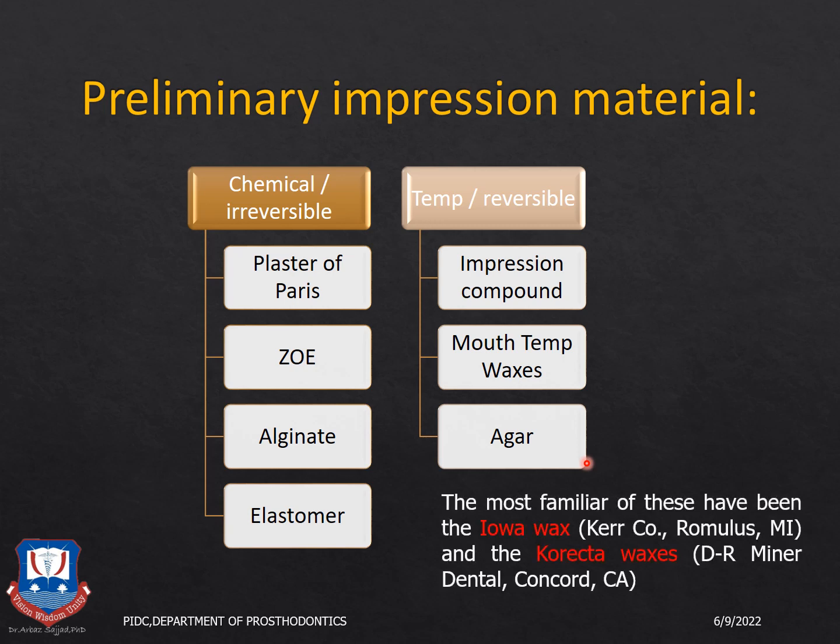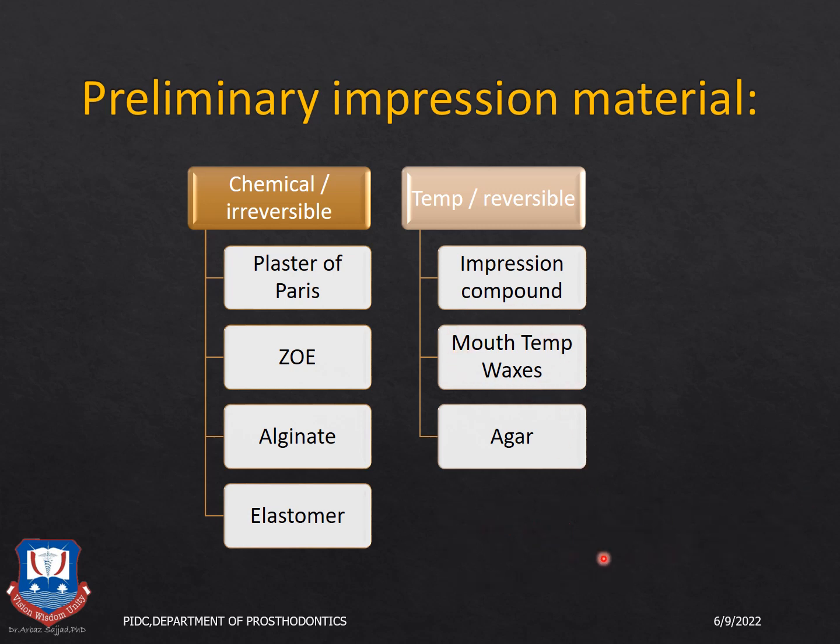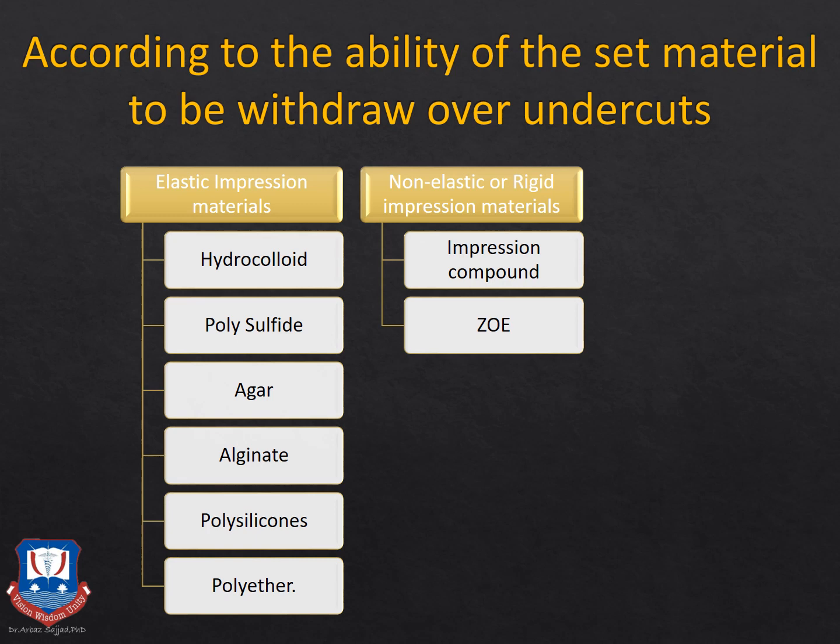So moving on, when we were talking about mouth temperature waxes, the most common ones are Iowa wax and corrector wax, which are used either for relining or for taking preliminary impressions. So, according to the ability of the set material to withdraw from the undercut, the second classification of preliminary impression materials is that based on their ability to be withdrawn from the undercut. That is, there will be elastomeric impression materials or rigid or non-elastomeric impression materials.